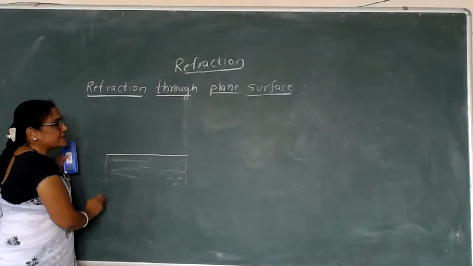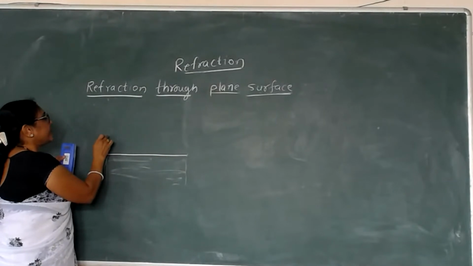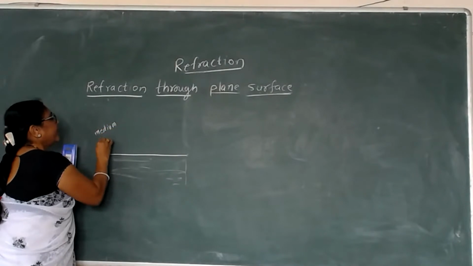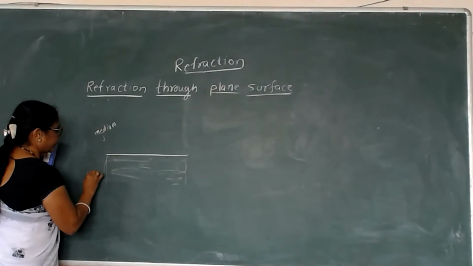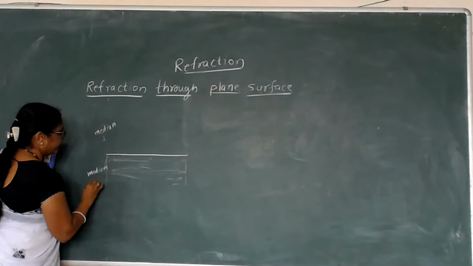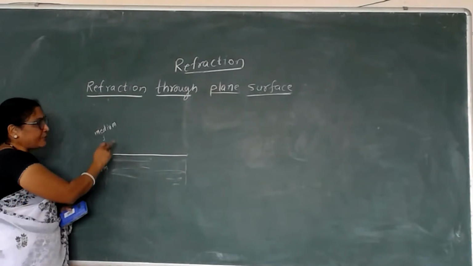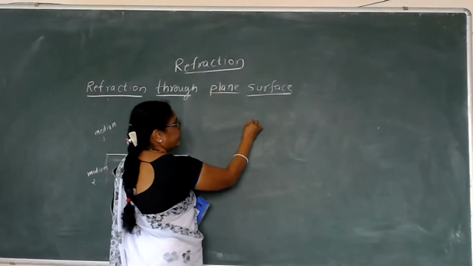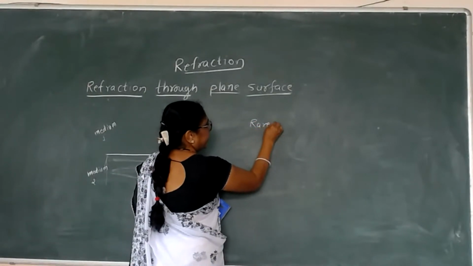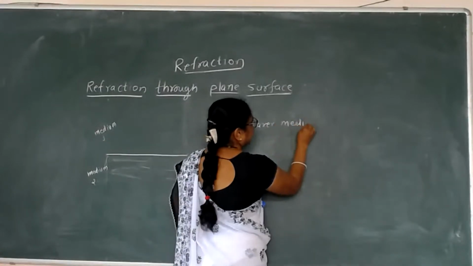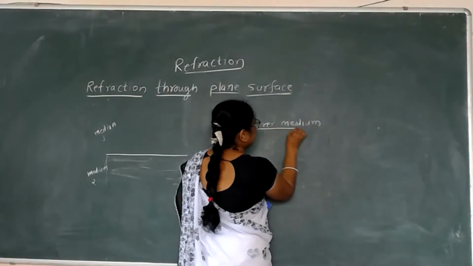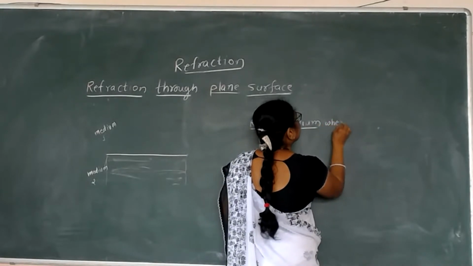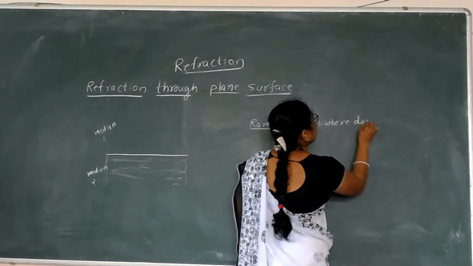So we consider two media. Suppose this is medium 1, and this is medium 2. Suppose this medium is a rarer medium. A rarer medium is one where the density is less.